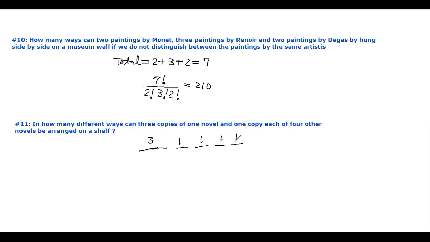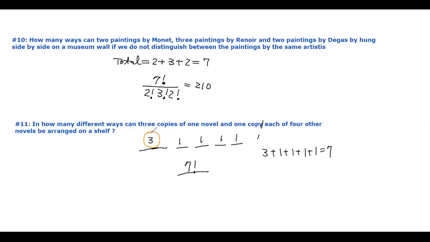So now I rearrange them. How many different ways can I arrange them on the shelf? In total, it's 7 factorial, because 3 plus 1 plus 1 plus 1 plus 1 is 7. So overall it's 7 factorial, but which ones are the similar ones here?